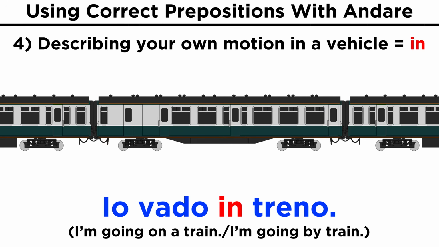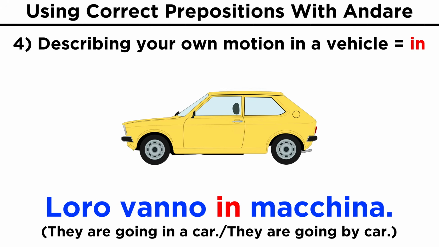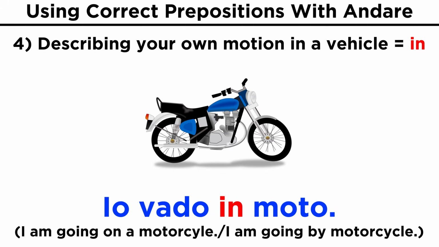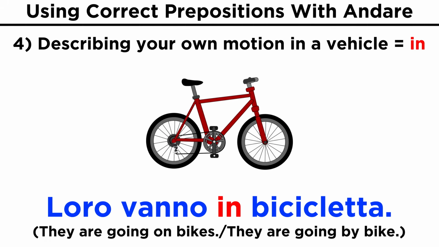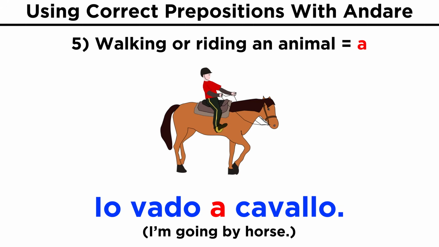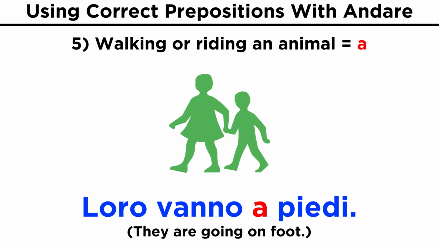Io vado in treno. Loro vanno in macchina. Io vado in moto. Loro vanno in bicicletta. This only applies to machines, so when walking or riding an animal, we use a. Io vado a cavallo. Loro vanno a piedi.